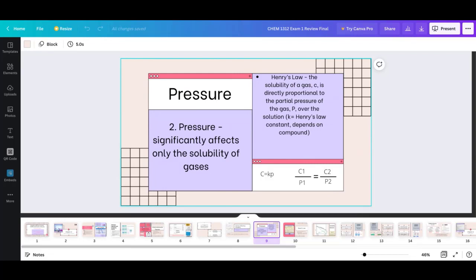And it's further explained by Henry's law, which is that the solubility of a gas, C, is directly proportional to the partial pressure of the gas, P, over the solution, where K is equal to the Henry's law constant, and it depends on the compound. So because this K is constant, we can create another equation at the bottom right: C1 over P1 is equal to C2 over P2. What this will look like in problems is that they can give you 3 of these variables and you identify the 4th one. So what you do is just make the 4th variable your missing variable and solve for X.